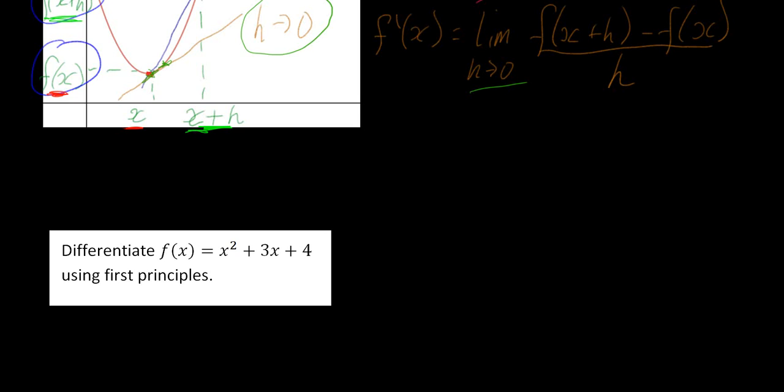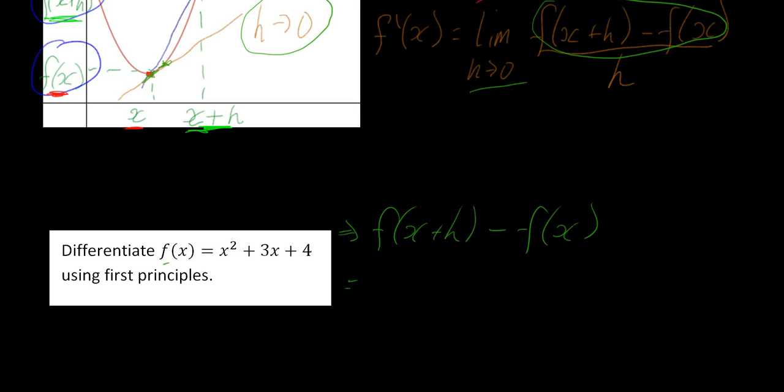So what I recommend doing is just focus on this bit for now, just the numerator. So this numerator up here, f of x plus h minus f of x. Just have a look at what this is equal to. So we know f of x is this chunk over here. So what we're going to do is, every time we see x, we're going to slide in an x plus h.